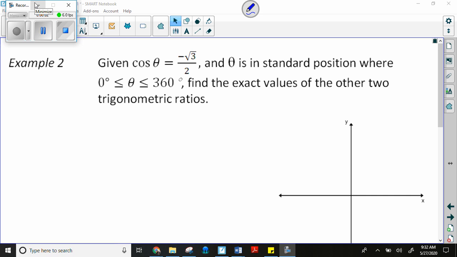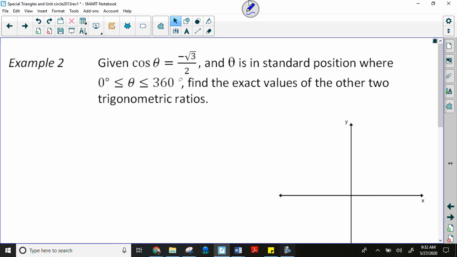Okay, your next quiz is going to have a question just like this on it. Just a heads up. So given this information, cos θ is this fraction. As soon as you see a square root of 3 and a 2, you should be thinking, it's got some special triangle business happening. And theta is in standard position where we've got all 4 quadrants being considered. Find the exact values of the other 2 trig ratios.